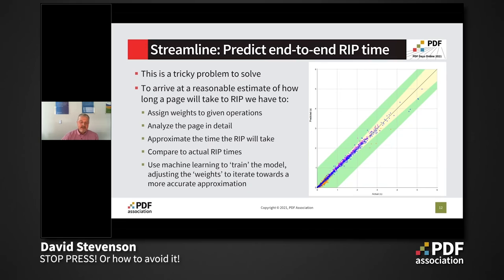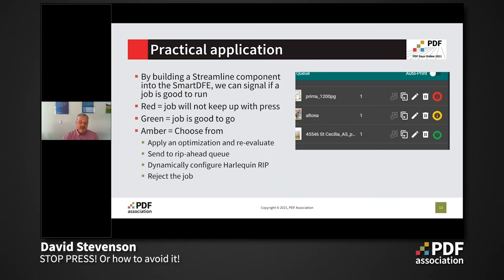And in a practical sense, that kind of shows up in our smart DFE, and it's literally just a traffic light system. If the prediction says it's red, the job will not keep up with the press. Green means that the job is good to go, obviously. And amber, well, there the operator has to get involved. He's got to decide, well, what do I do? Do I spend some time optimizing it and then reevaluating the PDF? Do I send it to a RIP ahead queue?